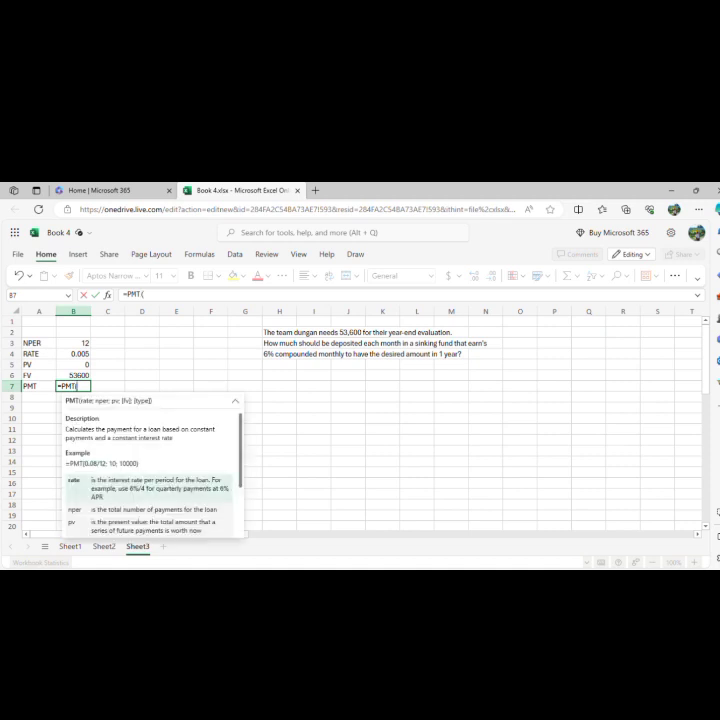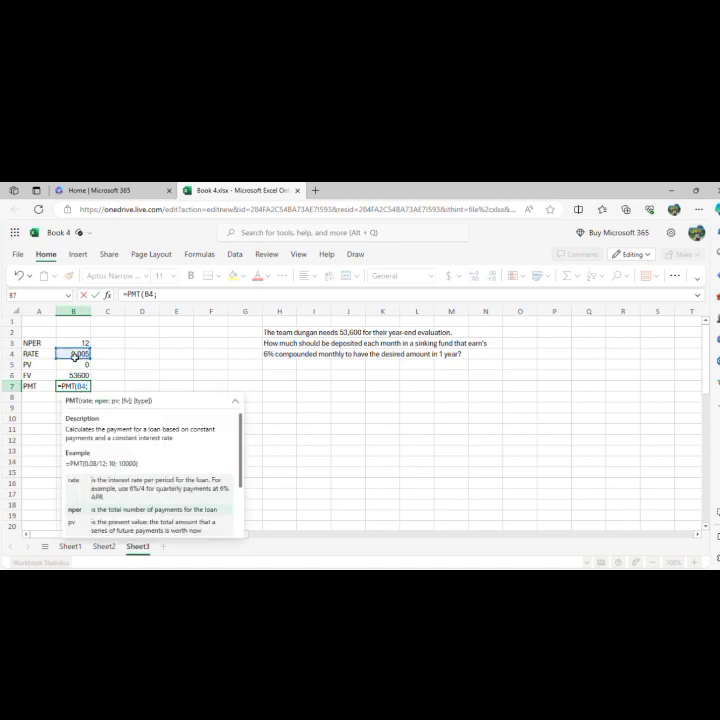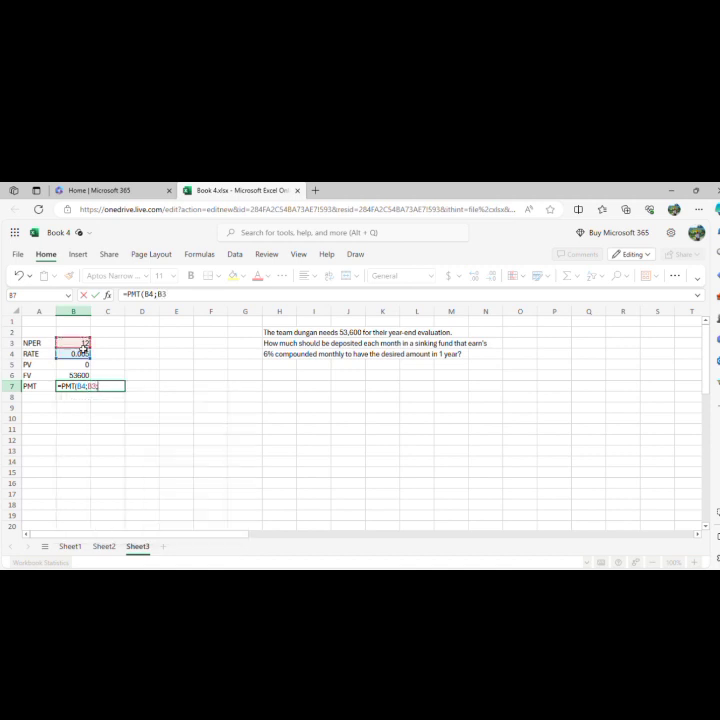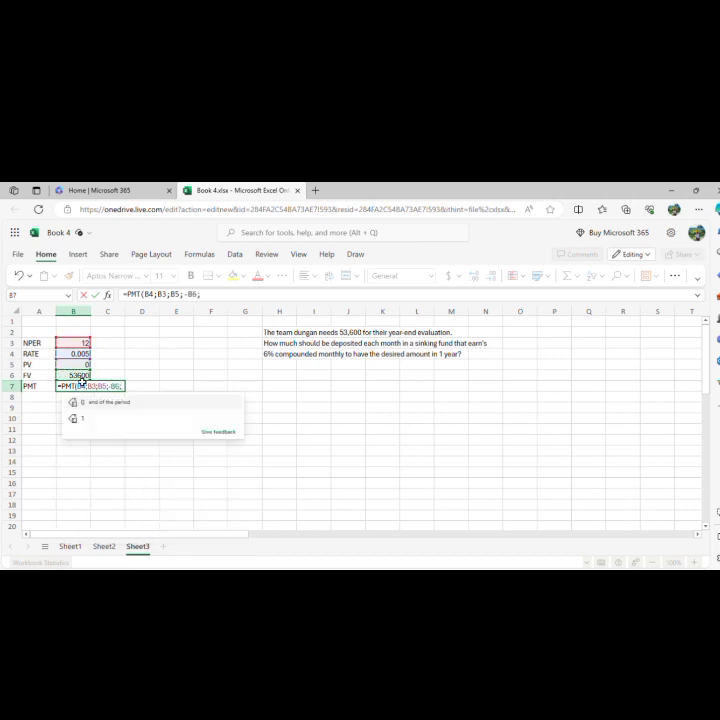For the PMT, we solve for PMT, so we input equals PMT, then open parenthesis, and just follow the direction given by the software. Then after that, we can have our PMT. So just remember that when solving in Excel, you must input first the equal sign before inputting the values. So we have 4,345, which is our PMT.